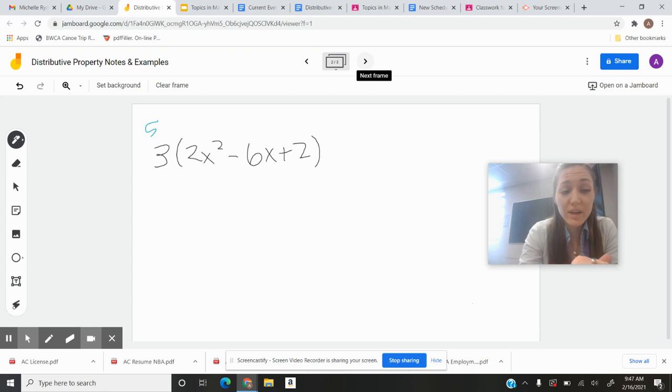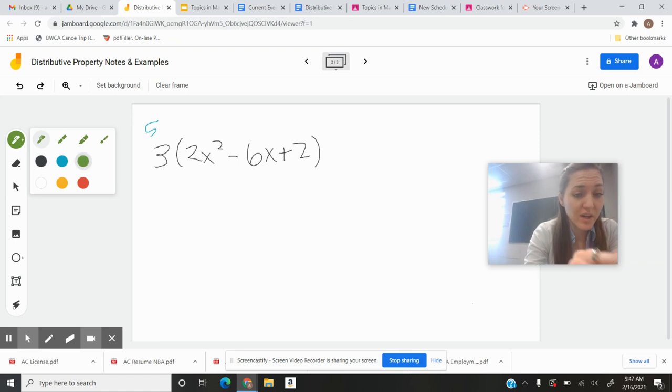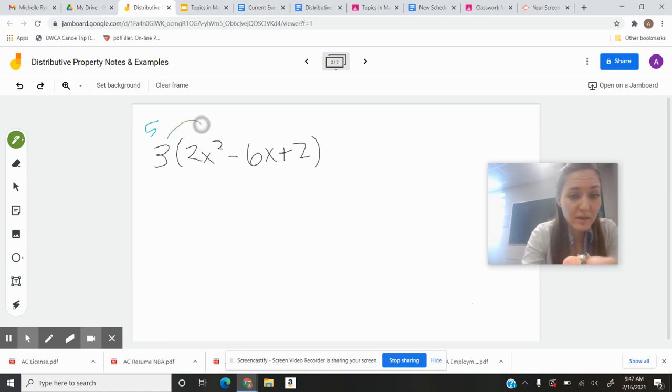All right, number 5 is going to be almost the exact same thing. It just has more numbers on the inside of the parentheses that you are multiplying with this 3. So I'm going to go ahead and draw my arcs on this one. So I'm going to have this 3 times 2x squared. I'm going to have 3 times -6x.